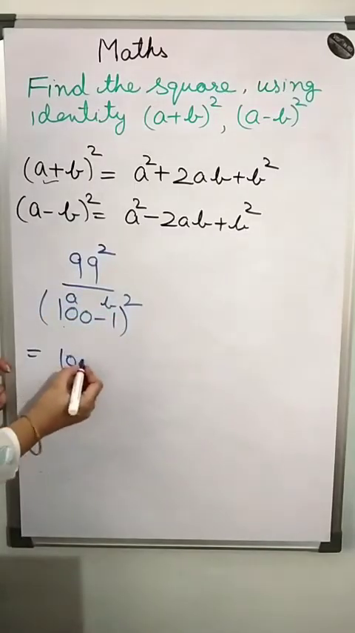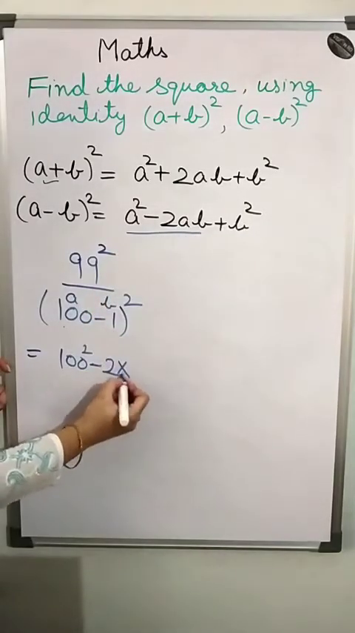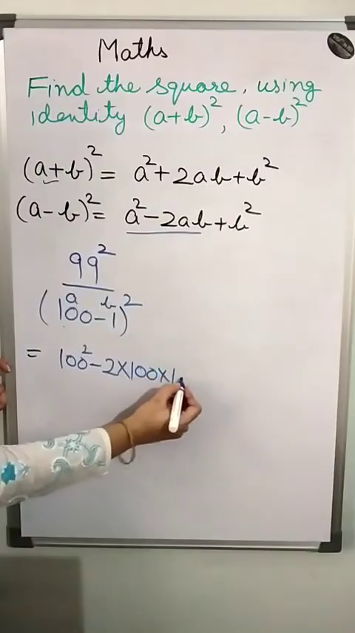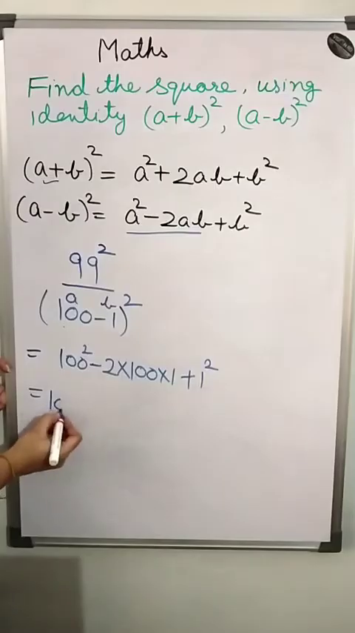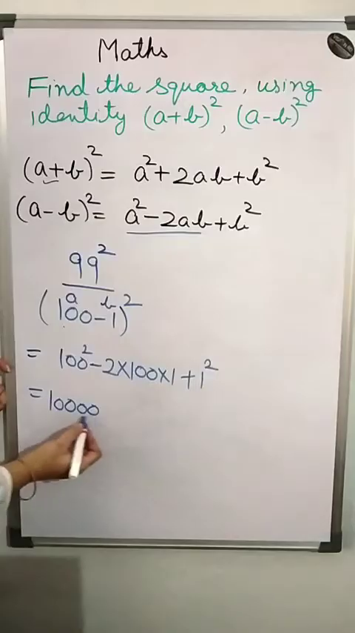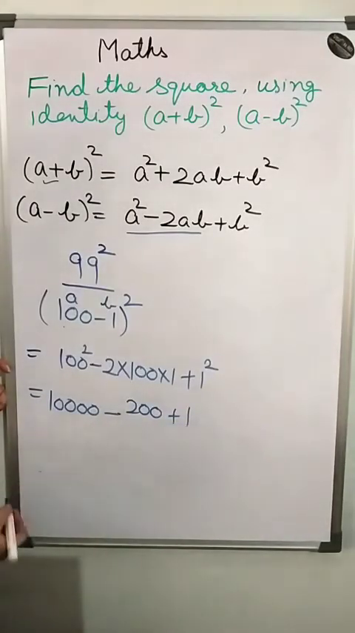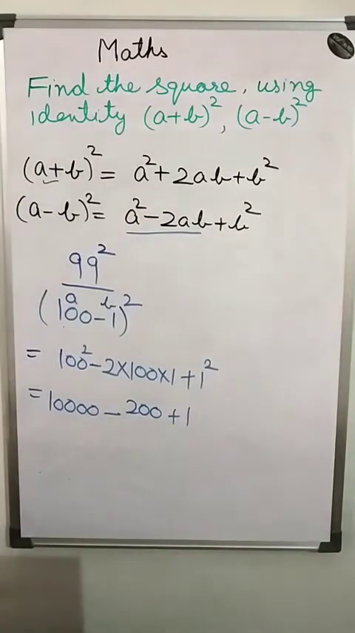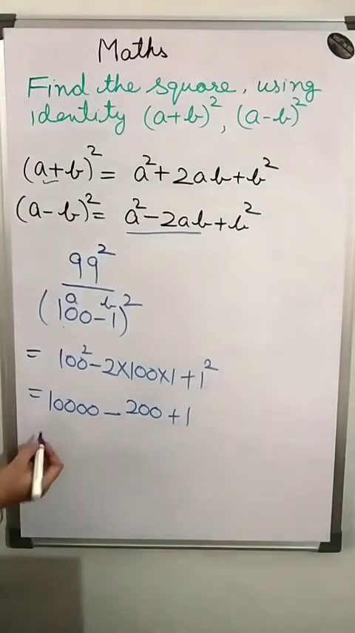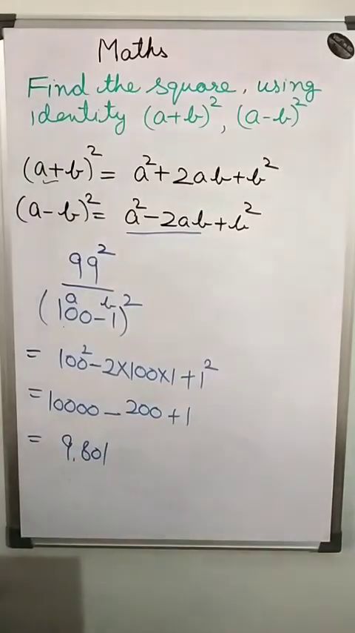a square means 100 square, minus 2ab, minus 2 into a means 100, b means 1, plus 1 square. 100 square means 10,000. And 2 into 100, 200, plus 1. So you can add them. 10,000 minus 200 is equal to 9,800, plus 1 is 9,801. So this is the answer.